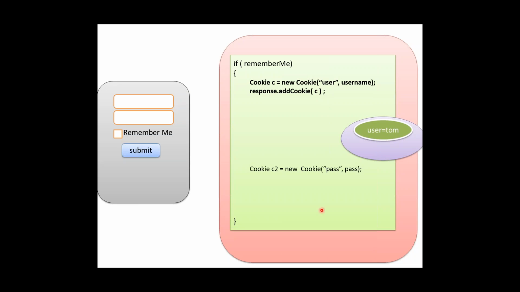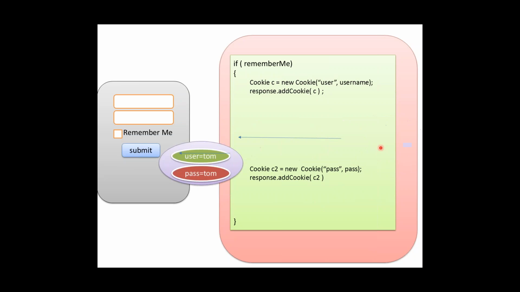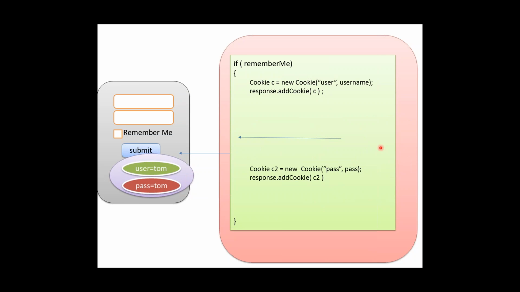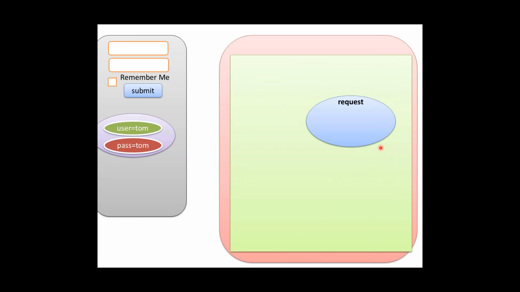Now the second cookie you're creating, password is equal to Tom. Response.addCookie, done. So in the response object, you have got two cookies. This is cookie 1 and this one is cookie 2. Now when the container sends the response to the client, it sends the cookie information also. So cookies are sent along with the response.